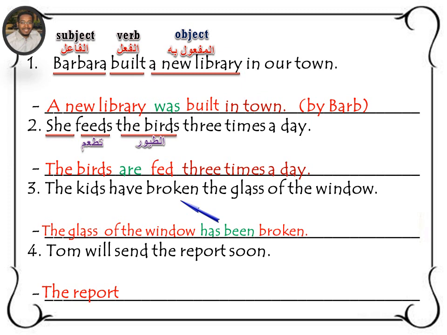Very good. Broken remains the same. And finally, if you want to stop here, it's okay. It's perfectly correct. But if you want to mention the agent, then you can add by the kids. But it's optional. Now let's move on to number 4.